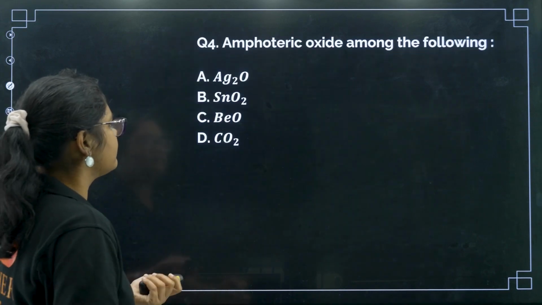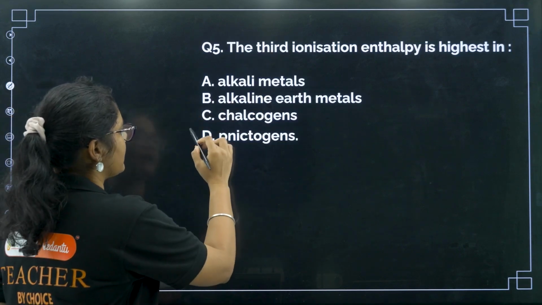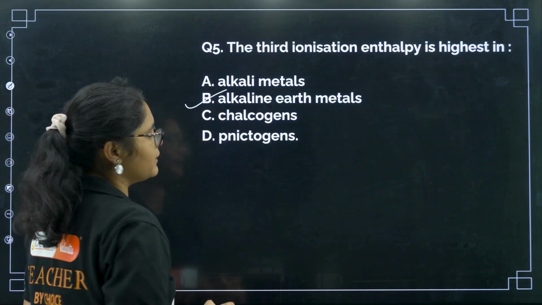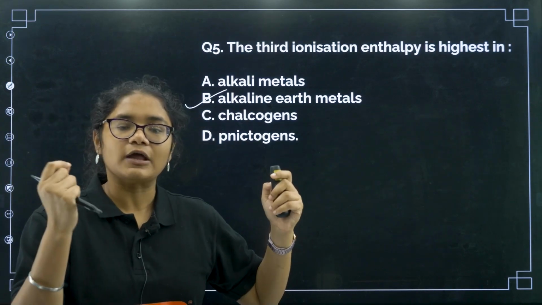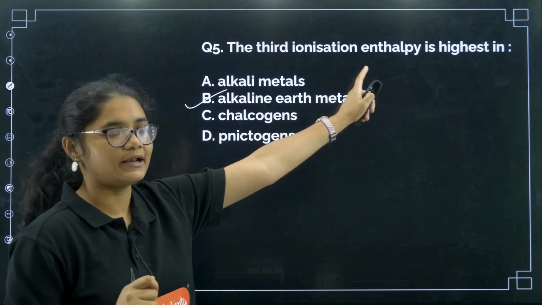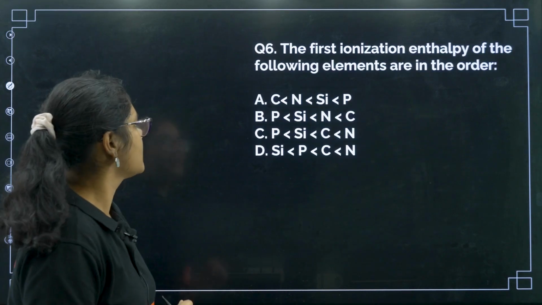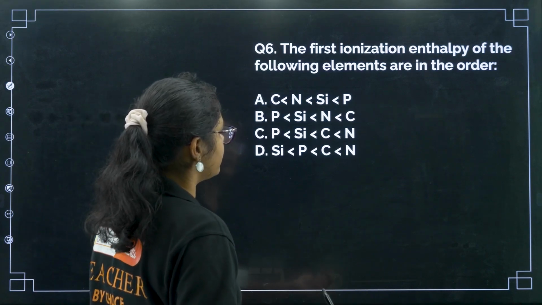Next, amphoteric oxide is your beryllium oxide. Third ionization energy will be highest in alkaline earth metals, because after removal of 2 electrons from magnesium, just imagine, after removal of 2 electrons we get a noble gas configuration, so to remove the third electron we will require more energy here.